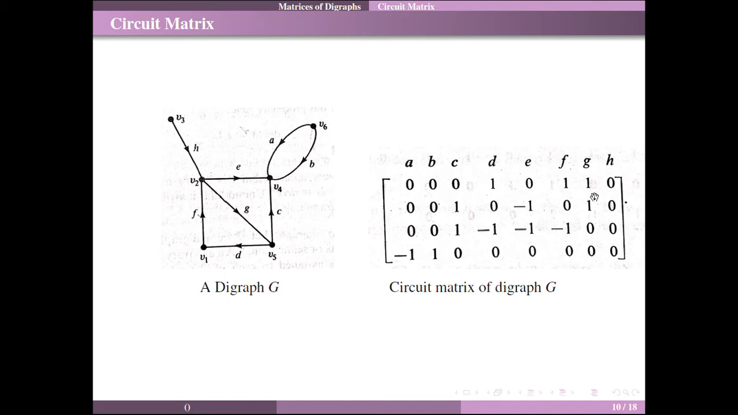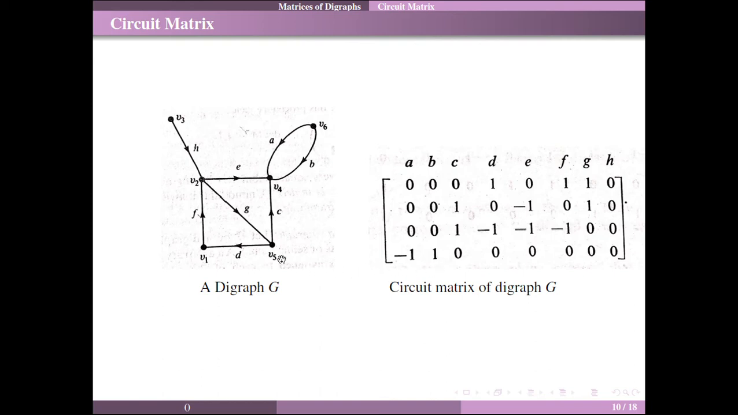Suppose we consider the circuit consisting of A and B. This is written in the 4th row. Here, if we assign a counterclockwise direction, then A is in the opposite direction. So the value corresponding to the column of A is minus 1 and B is along the orientation, that is it is along the counterclockwise direction, so it is assigned as 1.